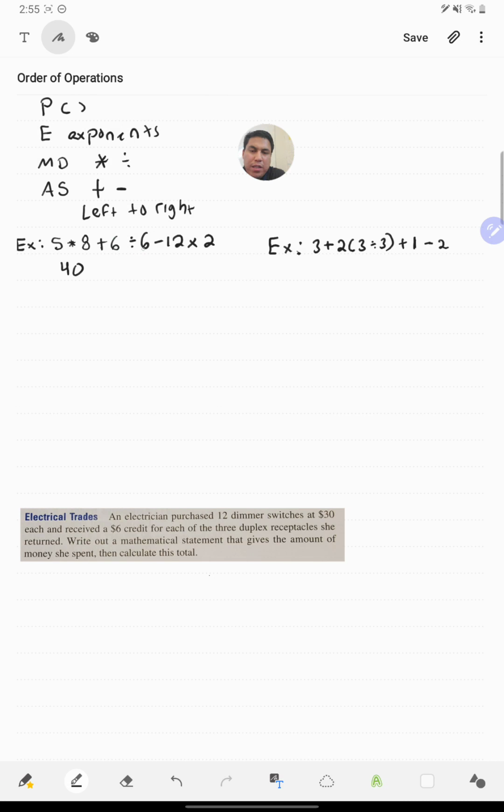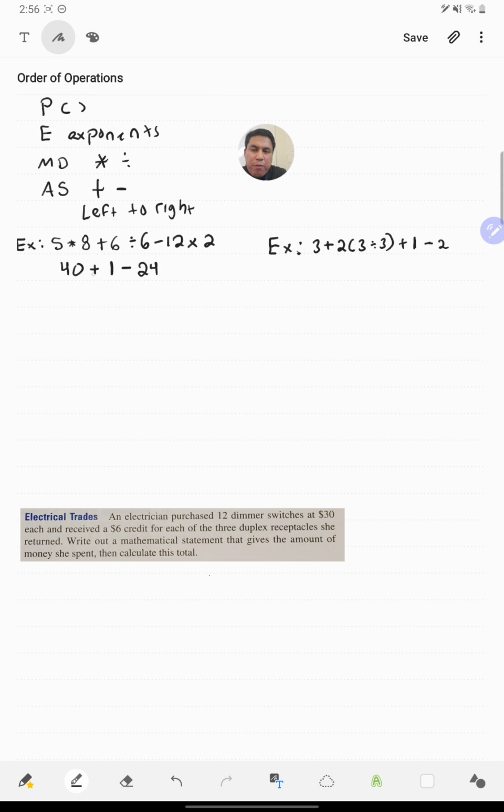Then we're going to look at the next thing that is a division. So that's 6 divided by 6, which is 1, minus 12 multiplied by 2, which is 24. I want you to notice how we did the division and then the multiplication next. We didn't subtract them because that's not the order that we do things. Our order is always multiplication and division first, and then we can finally do the addition and subtraction.